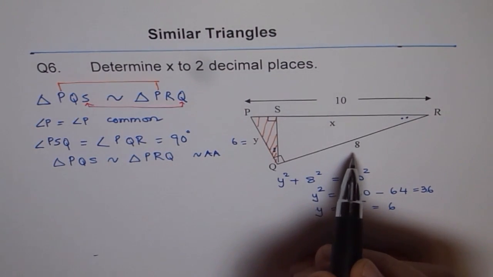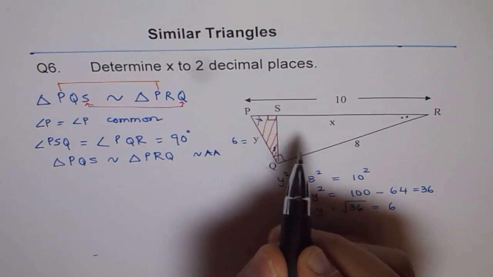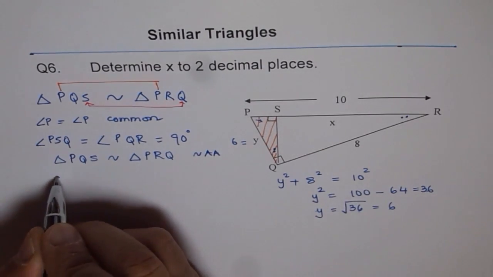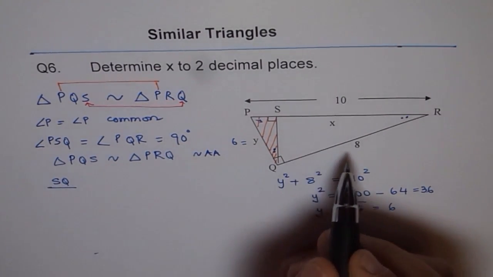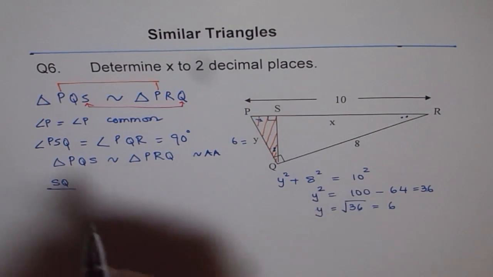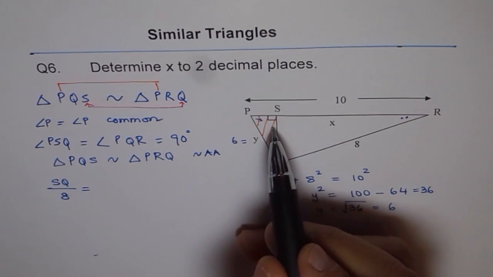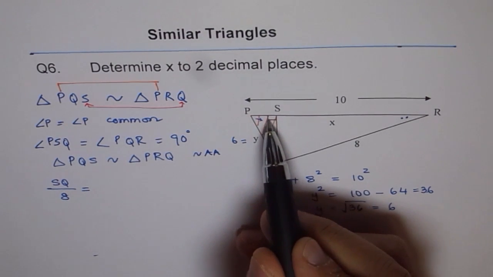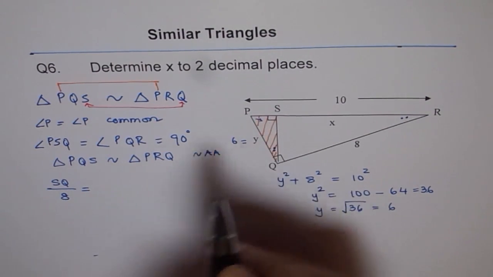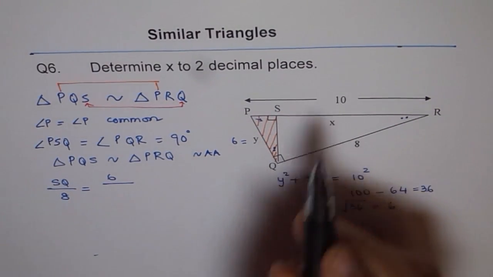Now let's figure out which sides are given to us. We'll consider the side opposite to angle P. In the small triangle, it is SQ, and in the big triangle, it is RQ, which is 8, right? Now the other side is opposite the right angle. Opposite the 90 degrees, it is y, which we calculated as 6. So in the small triangle it is 6, and the side opposite to Q in the big triangle is 10.